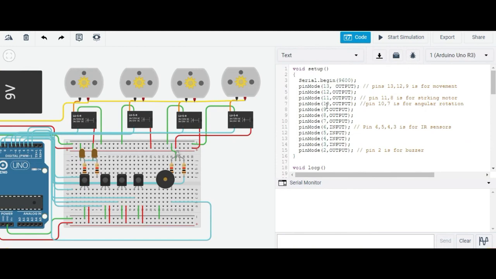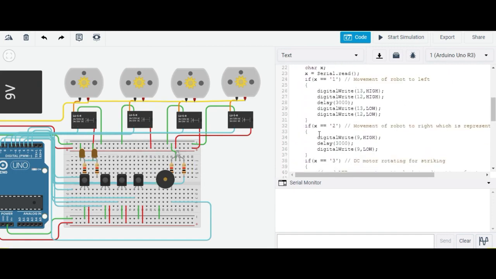So this is the code we have written, in which pins 13, 12, 9 are for the movement, that is these 2 motors and these 2 LEDs, and pins 11 and 8 are for the striking motor, that is this motor and this LED. Pins 10 and 7 are for angular rotation, that is this DC motor which represents the stepper motor and this LED which represents the stepper motor. Pins 6, 5, 4, 3 are for the IR sensors, these 4 IR sensors, and pin 2 is for the buzzer.